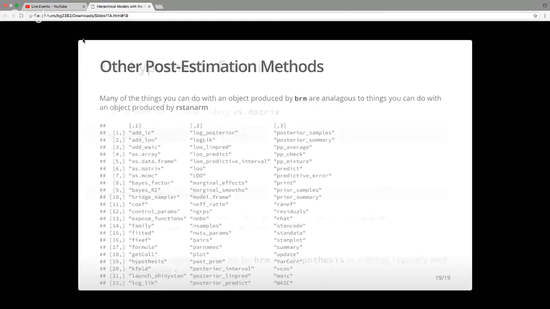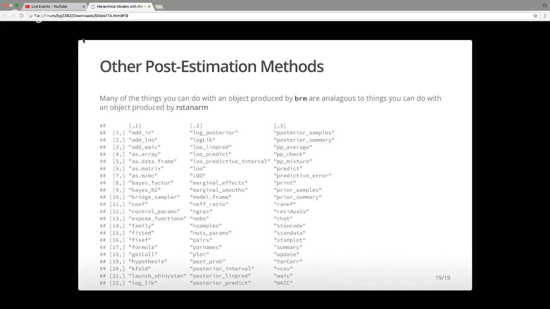So we'll come back to the hypothesis thing. But anyway, you compile, you run, eventually you get back posterior draws. And then many of the things that you can do with the objects produced by the brm function are analogous to the things that you can do if they were produced by rstanarm.